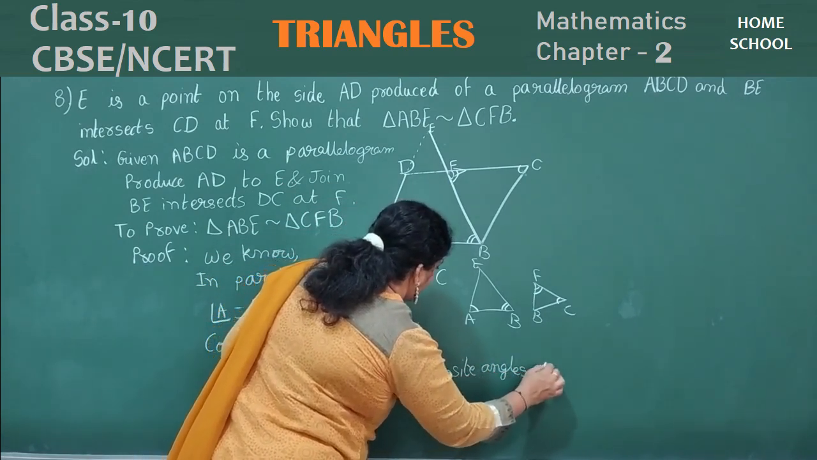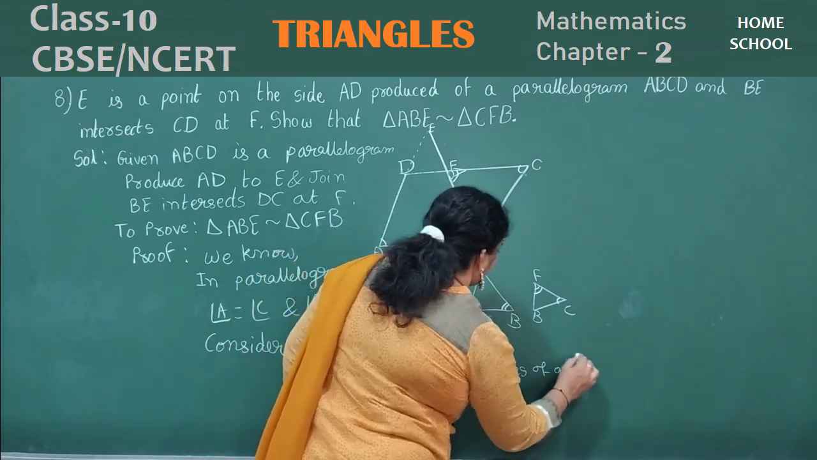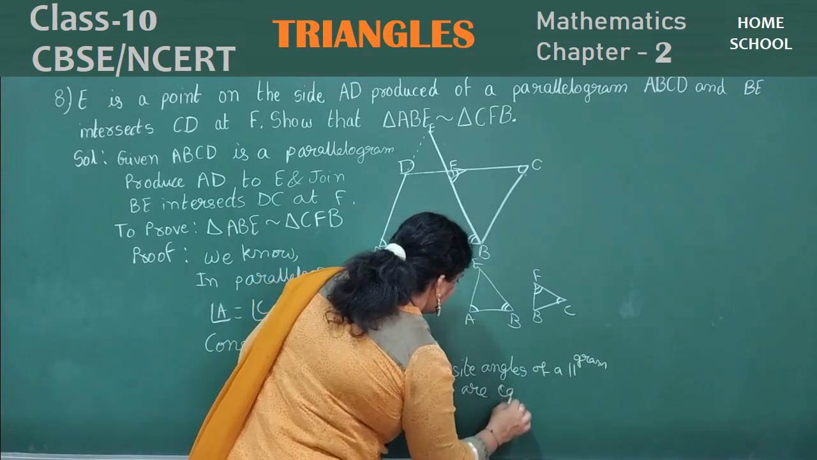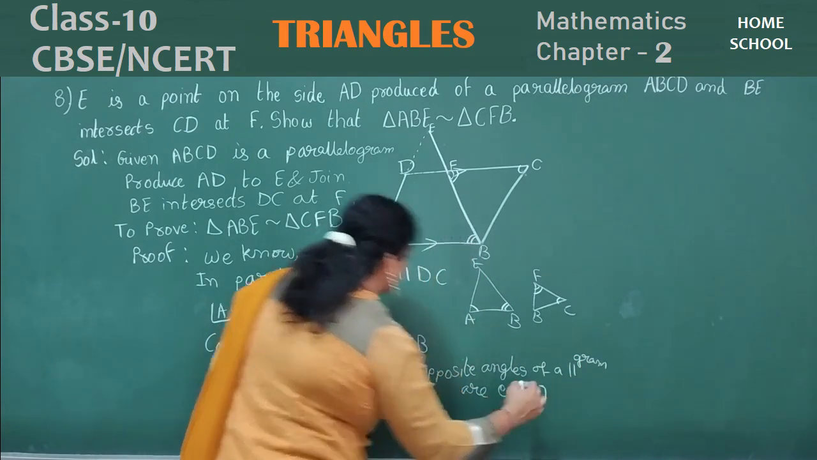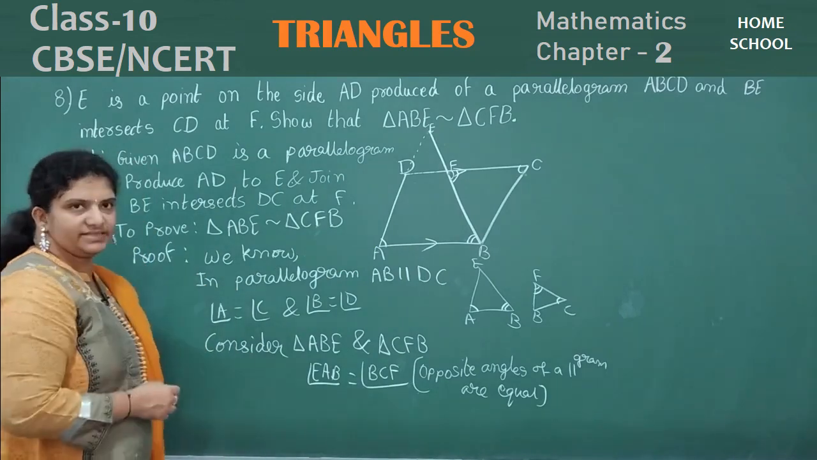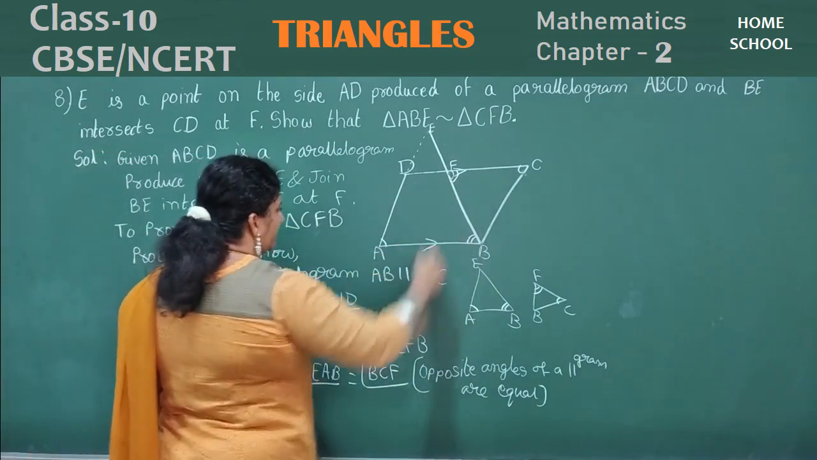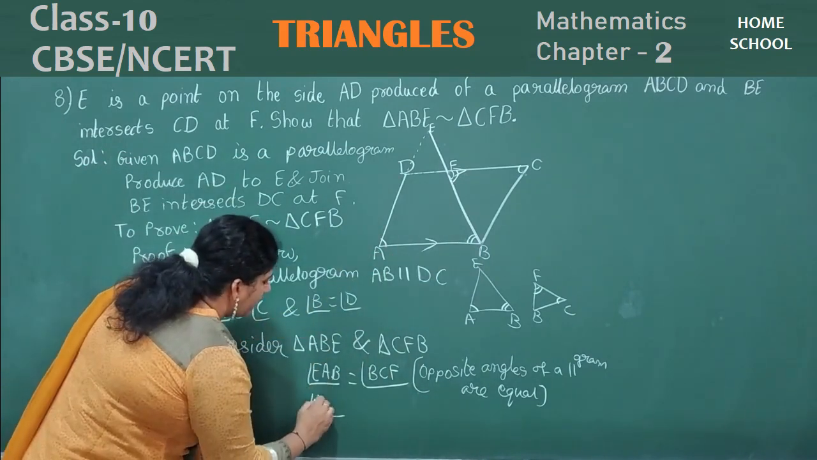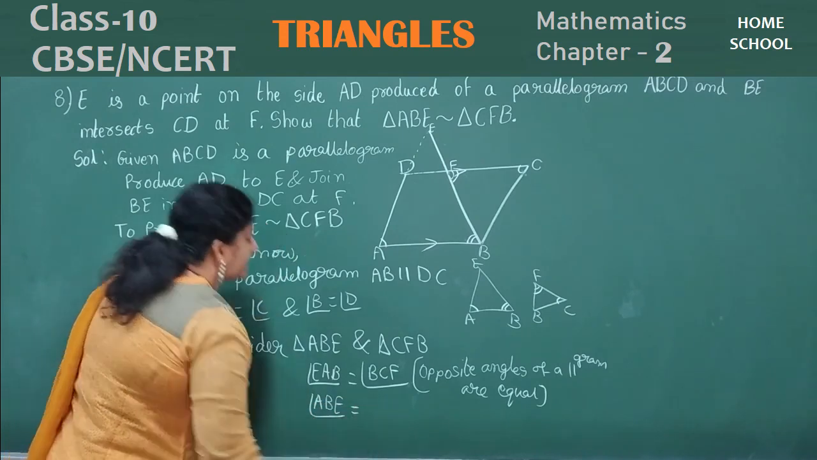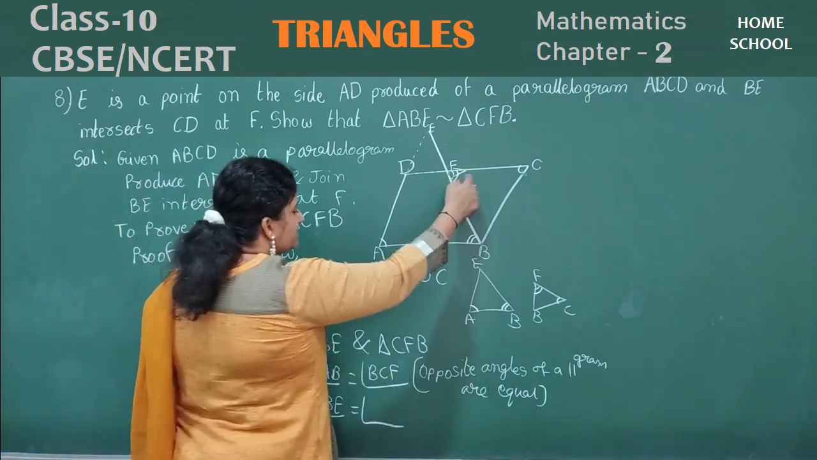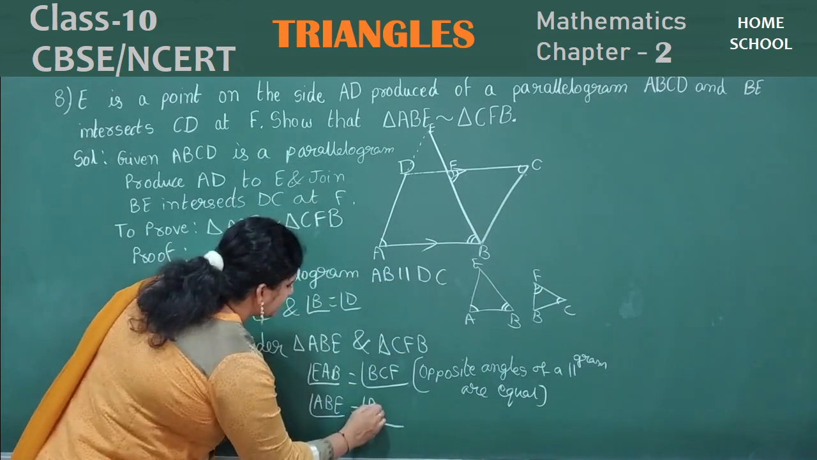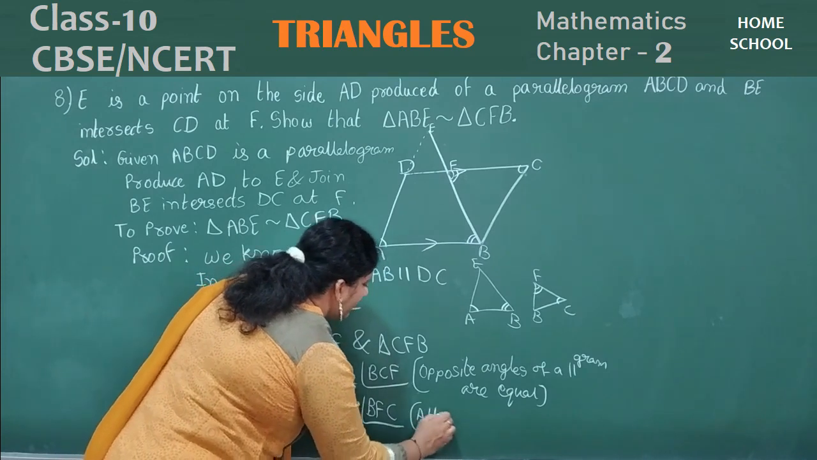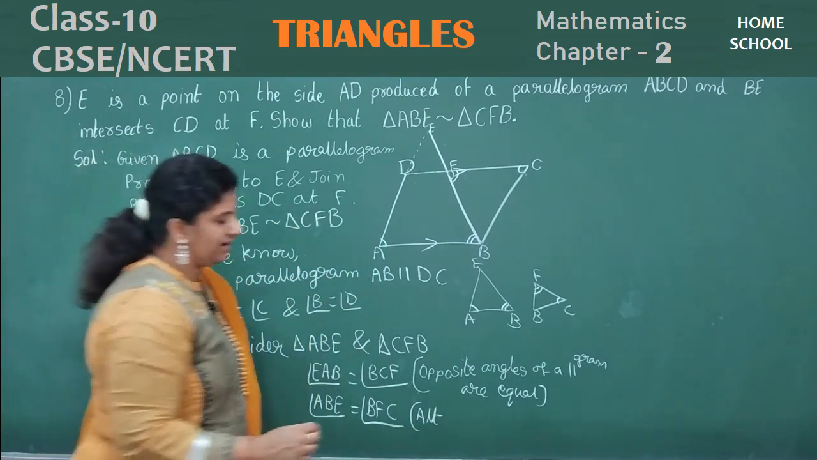Opposite interior angles of a parallelogram are equal. So next step, how can we write this, children? Angle B, I will write ABE. Angle ABE is equal to, say this triangle, BFC. Angle BFC. How can you say? Alternate angles in between two parallel lines.